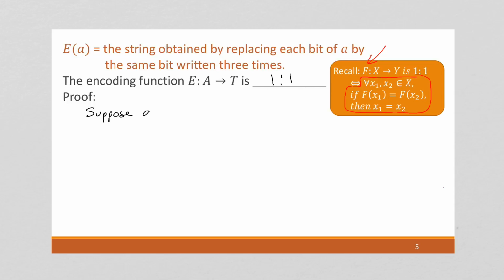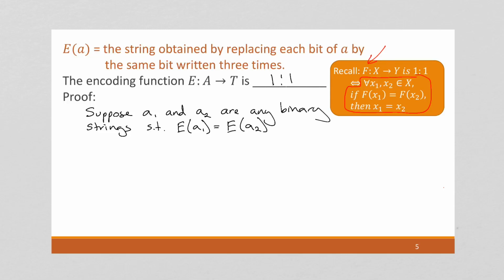Suppose A1 and A2 are any binary strings such that E of A1 equals E of A2, right? That's this first part of our proof. So to do a direct proof, we start with the if clause, and I suppose it, and then we're going to try to show the then clause.